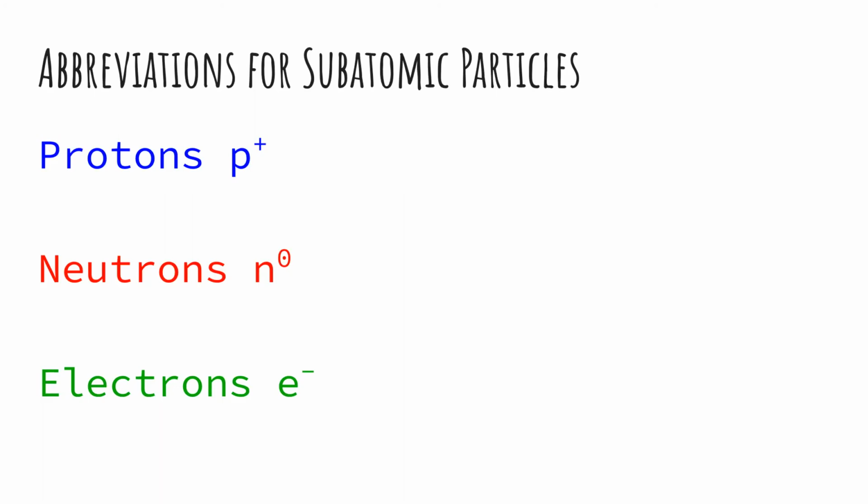Also, from here on out, we'll be using abbreviations. For protons, we'll use p with a superscript of a plus sign. For neutrons, we usually just write it as n with a superscript zero, n0. And electrons are e minus. It shows the relative charge of each of the particles.